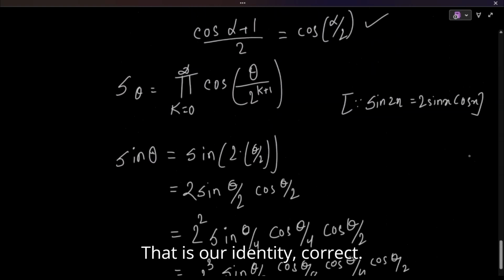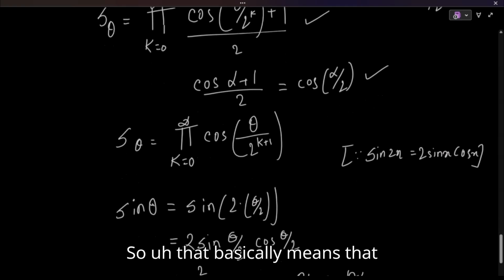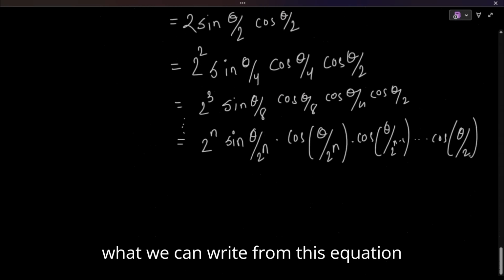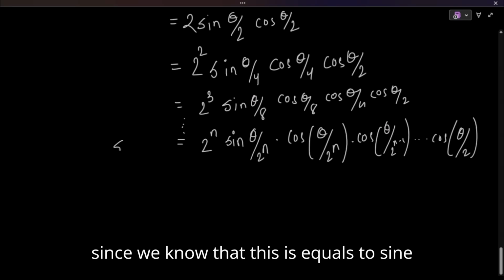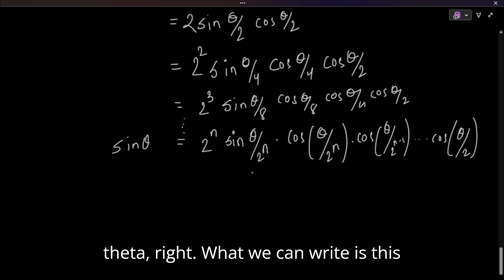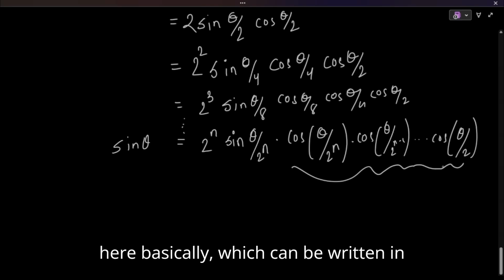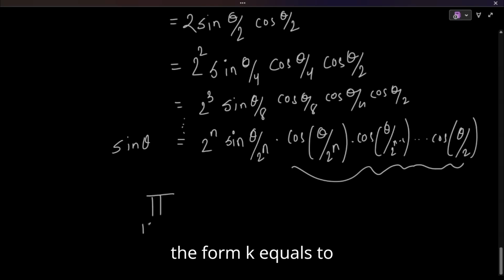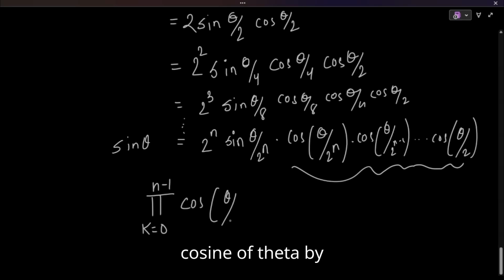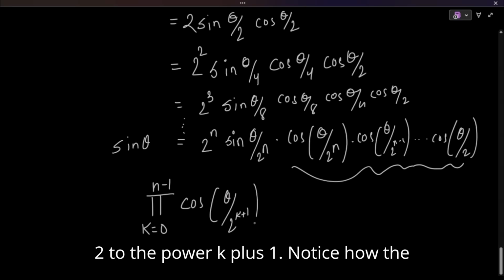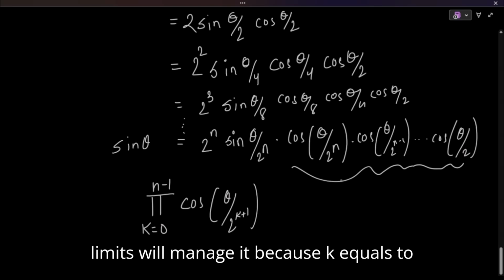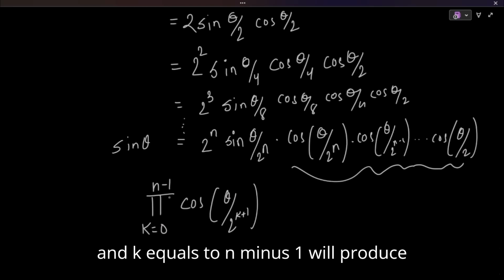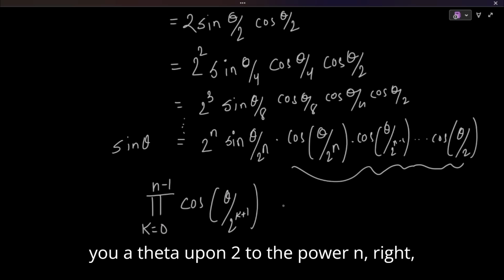That is our identity, correct? So that basically means that what we can write from this equation, since we know that this is equal to sine theta, is this finite product, which can be written in the form product over k equals 0 to n minus 1 of cosine of theta by 2 to the power k plus 1. Notice how the limits work out: k equals 0 will produce cos of theta by 2, and k equals n minus 1 will produce theta upon 2 to the power n. So that is correct.